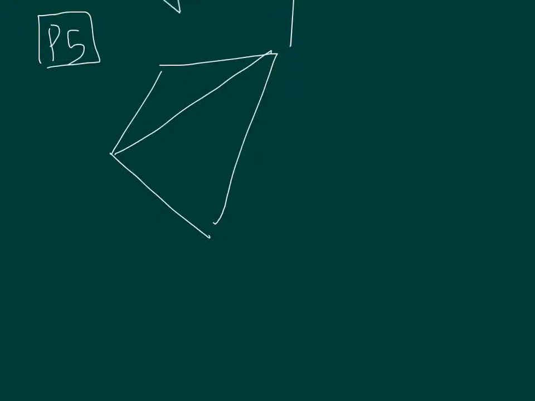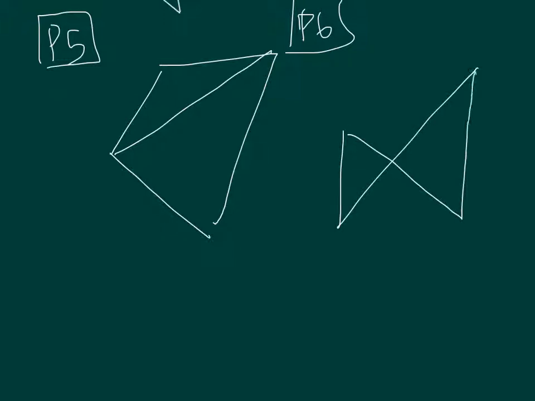How about number 6? It says, is the sum of the measures of the angles of a self-intersecting quadrilateral always 360? Explain. For example, this is a self-intersecting quadrilateral, right? What do you see here and here, right?